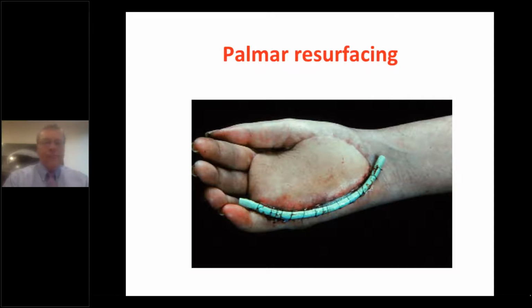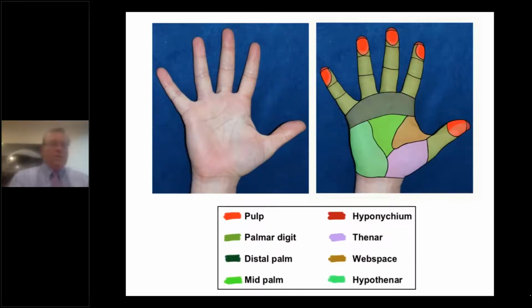This is a case I did as a plastic surgery resident almost 50 years ago, and we're just putting these bonus burgers in the hand and debulking them. The palmar skin is well known to all of you. It has immobile or fibrous attachments to the underlying palmar fascia. The skin creases are all very predictable.